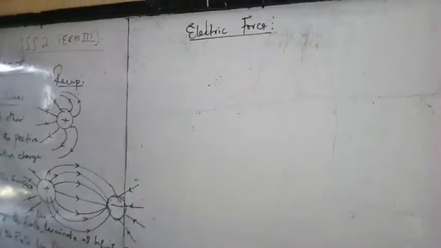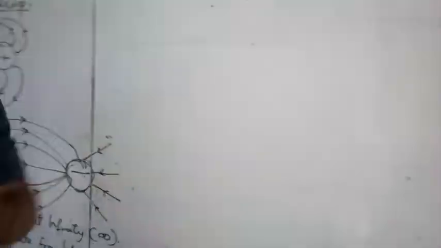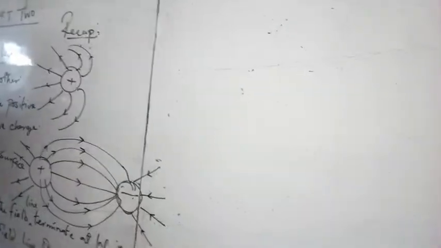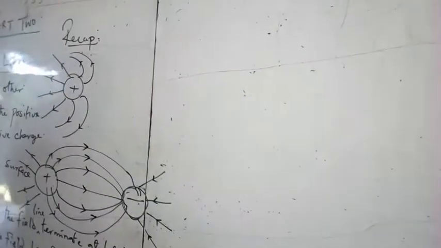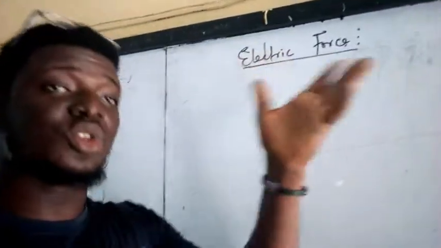We said that electric field lines is a region of space whereby electric force is experienced. Now, you will be asking me, what is electric force? What is that force? Now, you know that your force is mass times acceleration from what you all know.